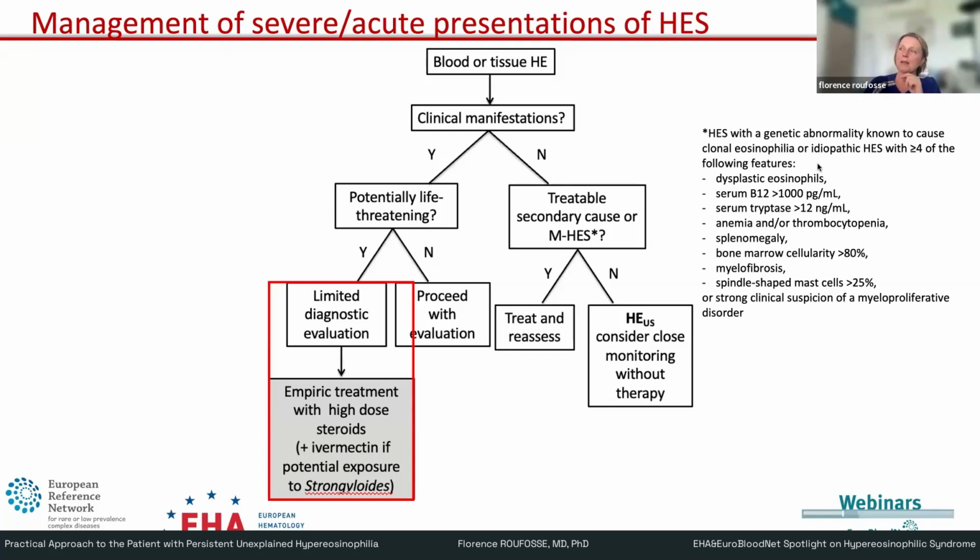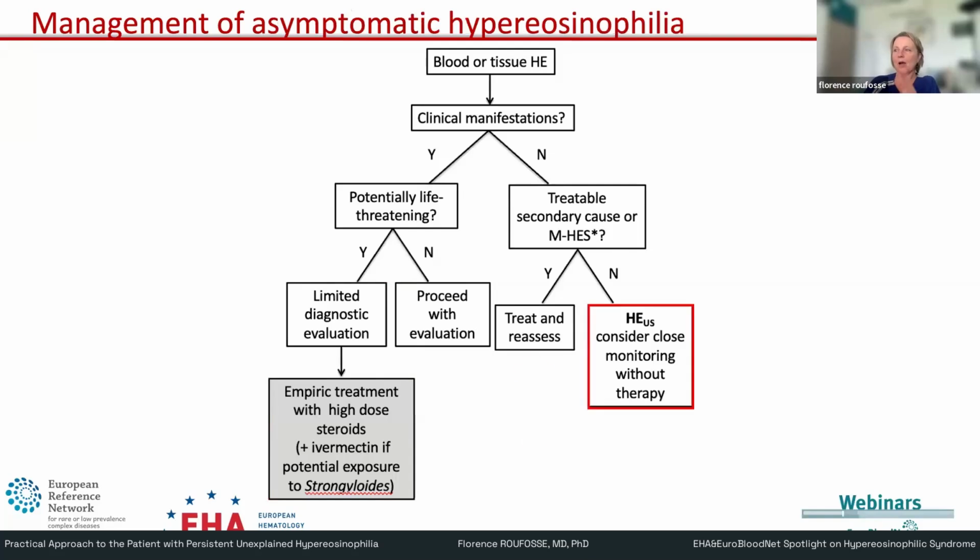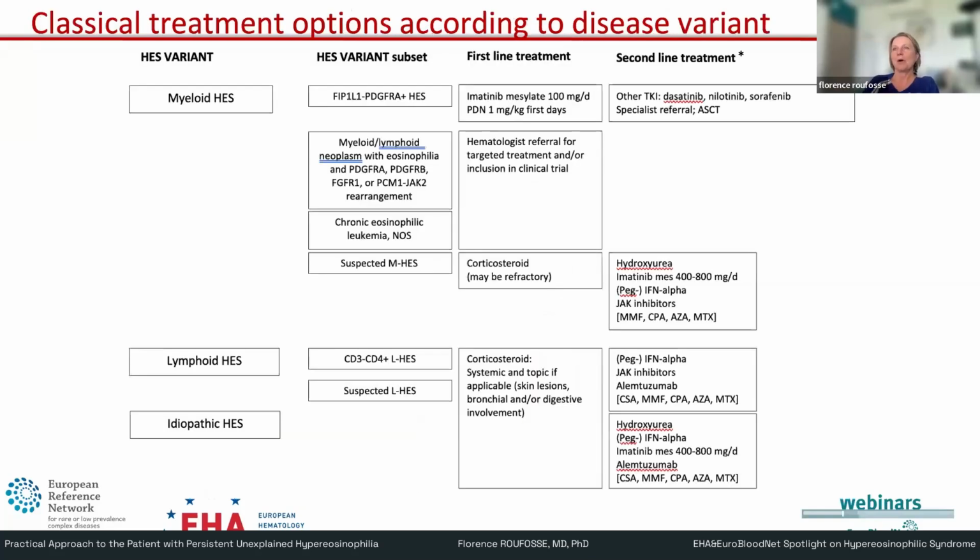And it's the same thing if the patient has features of myeloproliferative disease. And these are the features that you have to look out for. And if they have at least 4 of these features, you are going to try to treat the patient with some form of tyrosine kinase inhibitor, and it may work in some of the patients. And now I already mentioned this. Okay. What are the classical treatment options according to disease variant?